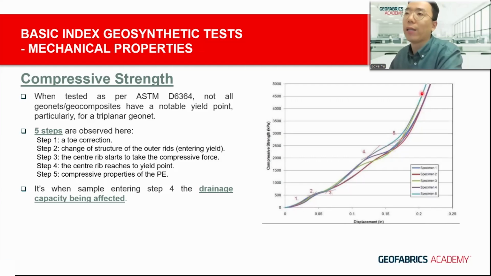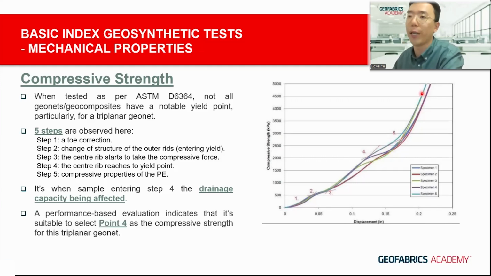And we at the GRI suggest that it's possible the best way is to select step 4, as that's where the drainage capacity of the geonet or the geocomposite starts to be affected notably.